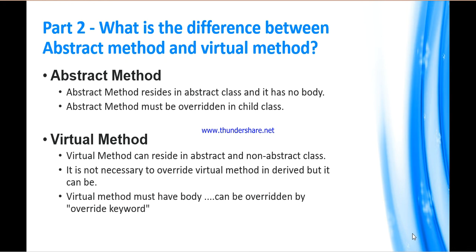But as we discussed above, if you have an abstract method in the abstract class and you inherit that abstract class in a child class, this method must be overridden. But a virtual method is not required to be overridden. It is as per the need of the child class. The third point is that a virtual method must have a body and can be overridden with the override keyword. In the abstract method, we don't have the body. In the virtual method, we must have a body.